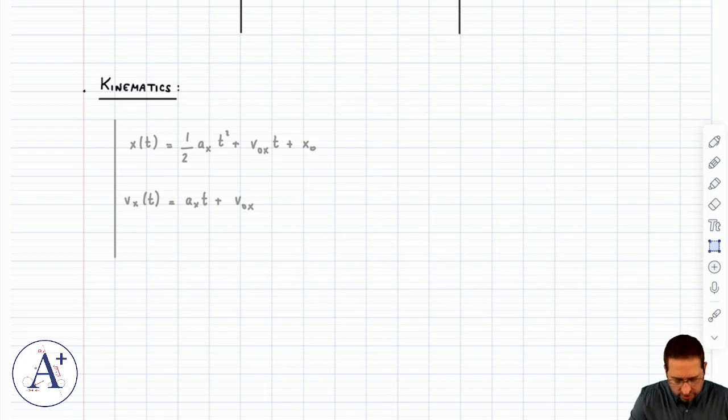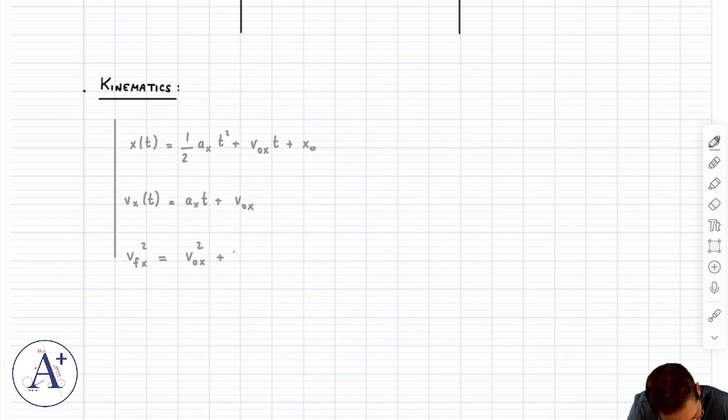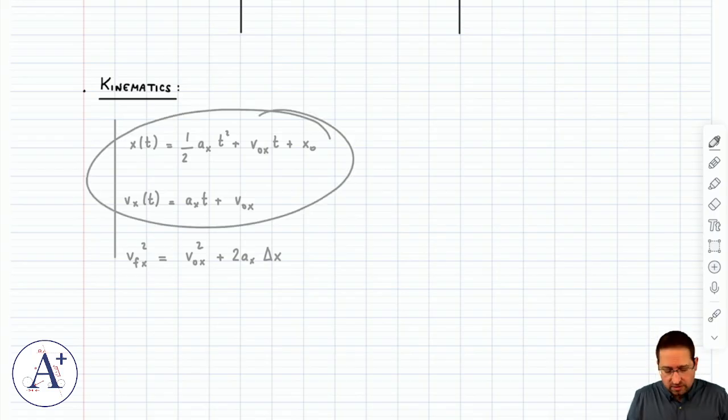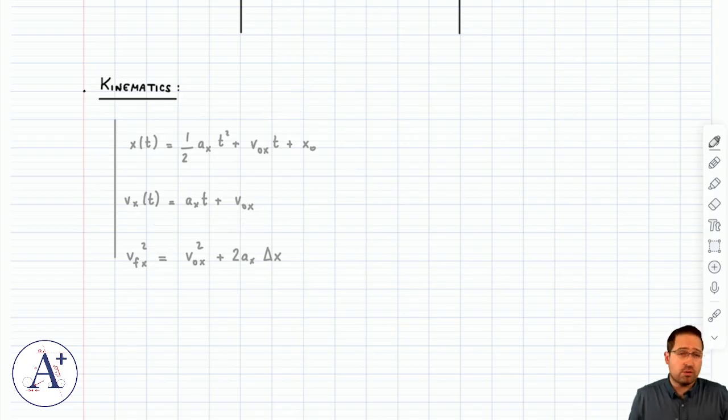Now there's a third equation, which is not really a function, it's an equation. It's a relationship between 2 points in the motion, one that you'll call initial, one that you'll call final, where v final in the x direction squared is v initial in the x direction squared plus 2 a sub x delta x. This one no longer involves time. It comes from combining these two and eliminating time between them.